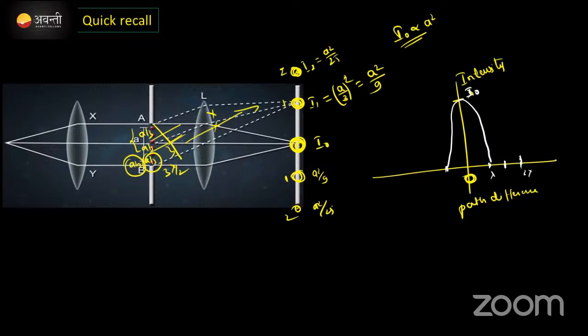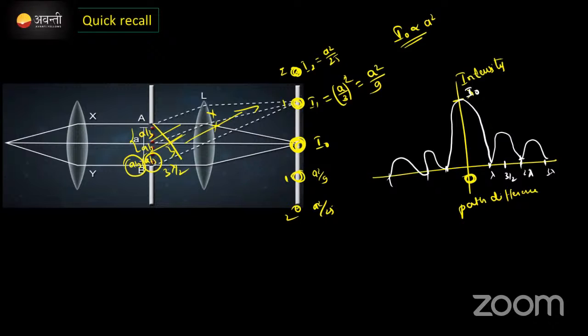In between these two, 3 lambda by 2 will come, where intensity is comparatively a little higher. Next, in between 3 lambda, 5 lambda by 2 comes, and intensity again decreases. On this side also the same happens. This is the intensity and path difference graph. This is all we discussed in our last class, guys.